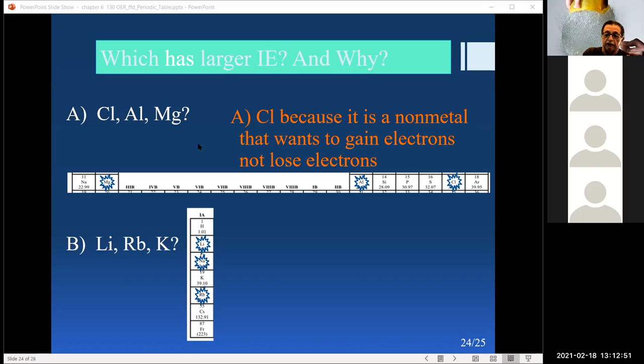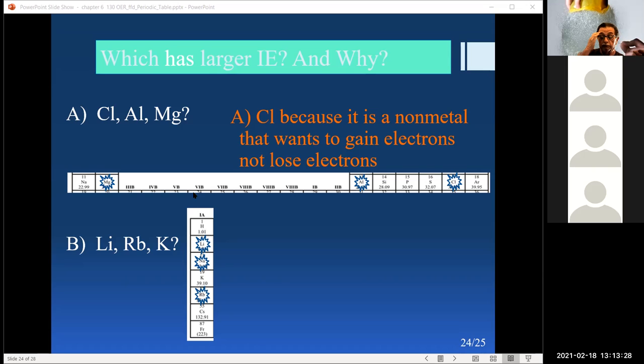Now, if you look at the next set, we can see they're within the same group. Being in the same group, what they have in common is the same number of valence electrons. Specifically, they have 1 valence electron, all of them. The difference is Rb is much larger. It is in period 5 compared to the others. Meaning that 1 valence electron is further away from the nucleus, so it would take less energy to remove that.